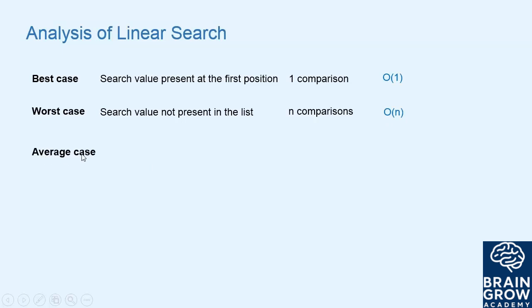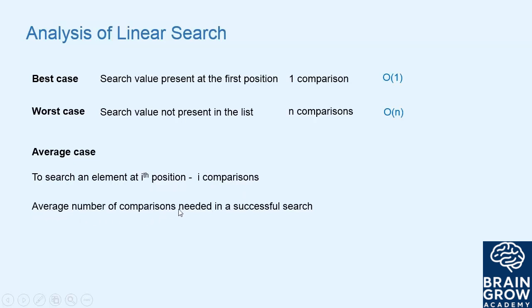Now let's see the average case performance. To search an element that is present at ith position, i comparisons are required. The average number of comparisons needed in a successful search, assuming that the probability of searching of all elements is same, will be this. And this is order of n. So in both average case and worst case, the runtime complexity of linear search is order of n.